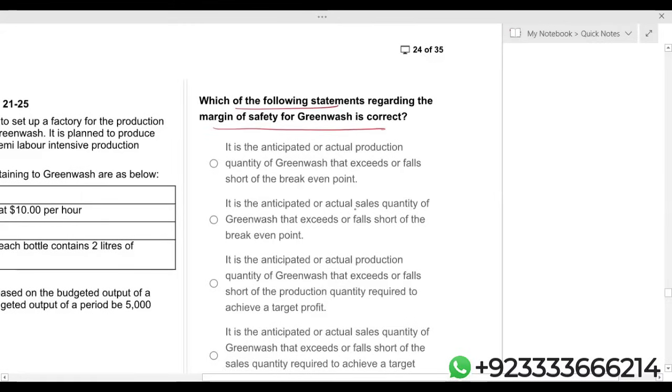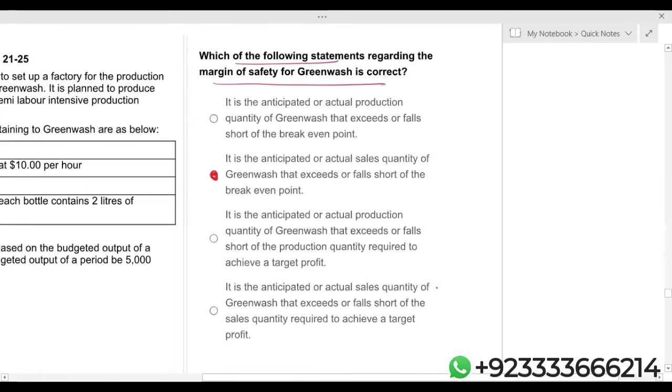Anticipated, budgeted, or actual sales quantity of greenwash that exceeds or falls short of break-even point. So normally it exceeds. Let's read the other one. First one is just talking about actual production. When we say margin of safety, it is actually budgeted sales units minus break-even units. It is anticipated actual sales quantity of green that exceeds the quantity required to achieve break-even. It's not target profit, it's break-even. So logically, B is the answer.